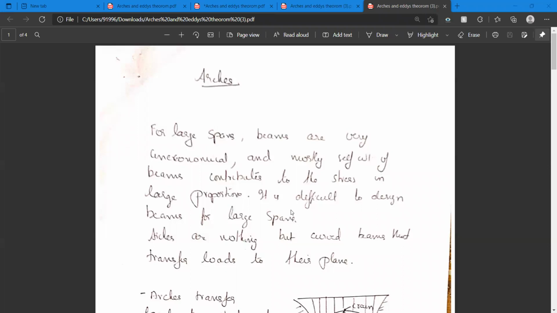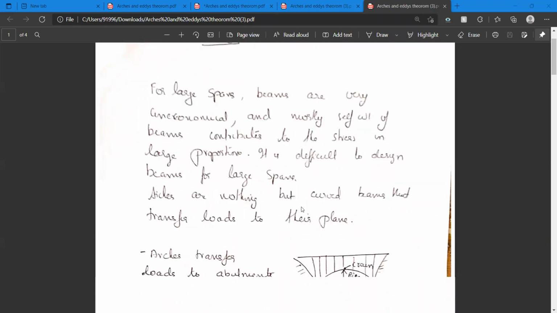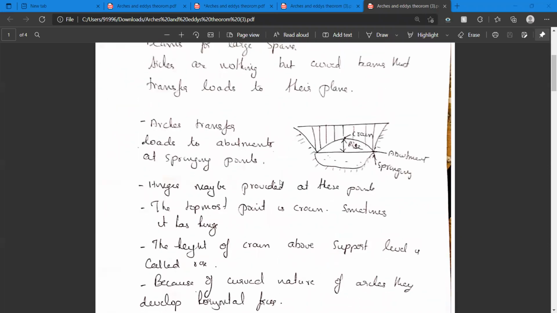What are arches? Arches are nothing but curved beams that transfer loads to the plane. Arches transfer loads to abutments at the springing points. You can see abutments given on both the sides. The point from which the arch starts from the abutment is called the springing. Hinge may be provided at both the springing points. Springing point is the starting point of the arch from the abutment.